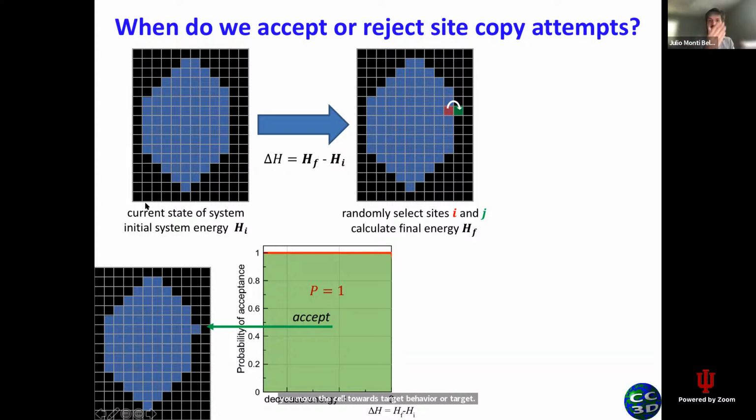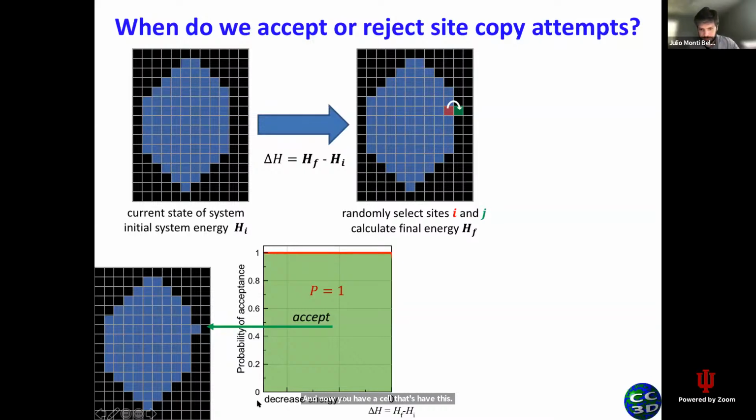So if your delta H is negative, then that's a good sign. The cell is behaving exactly how you want it to behave. So you always accept that pixel flip. If your difference in energy is negative, so you minimize the energy by the pixel copy, then you always accept it. And now you have a cell that has this different shape here.